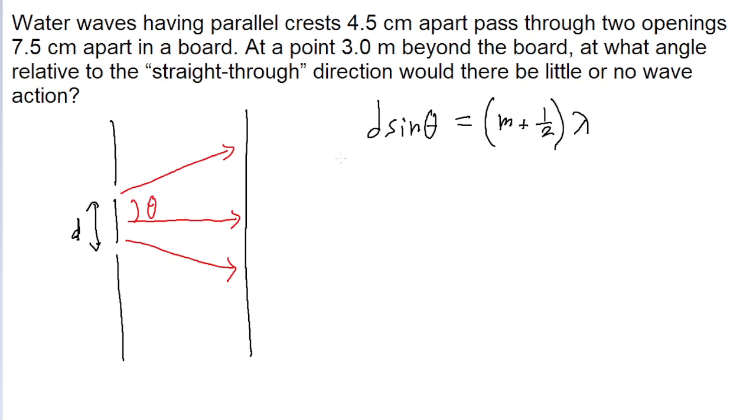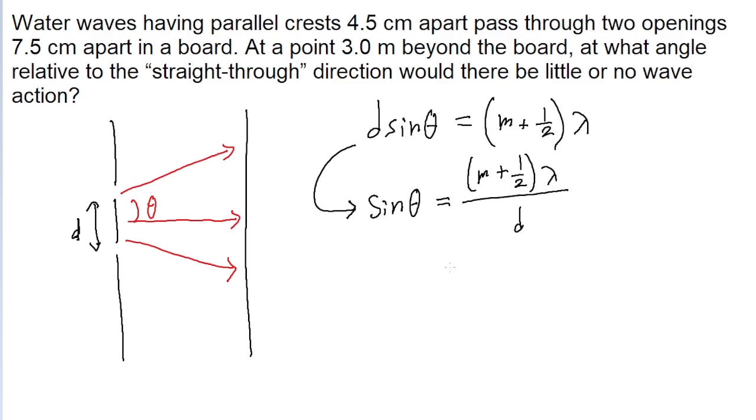So the problem's asking us to find some angle, so we're going to algebraically rewrite this equation to solve for theta. So first off, dividing both sides of the equation by d, we can see that the sine of theta is equal to m plus 1/2 multiplied by lambda divided by d.